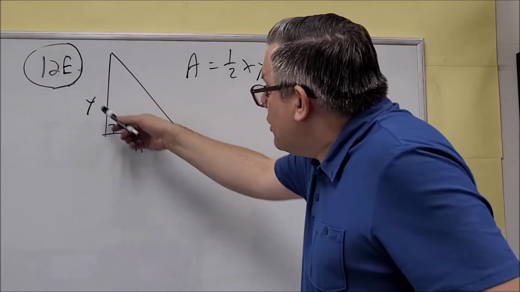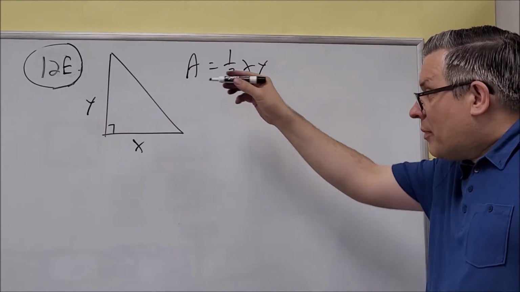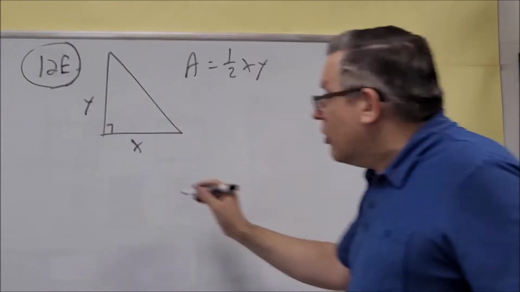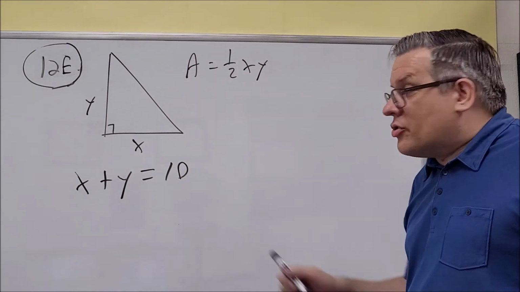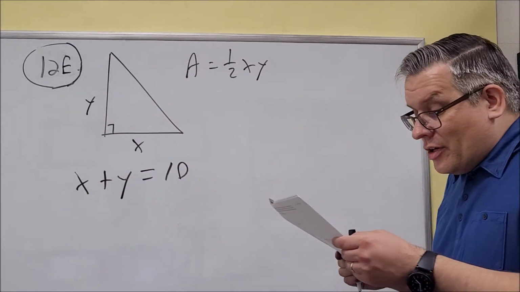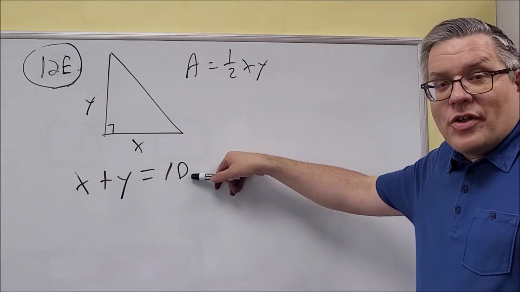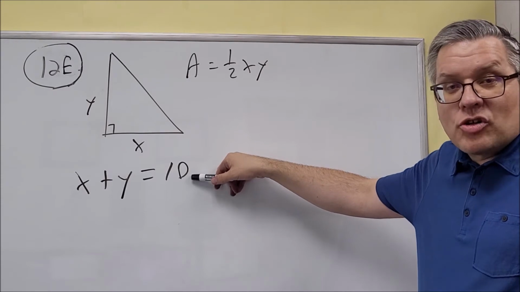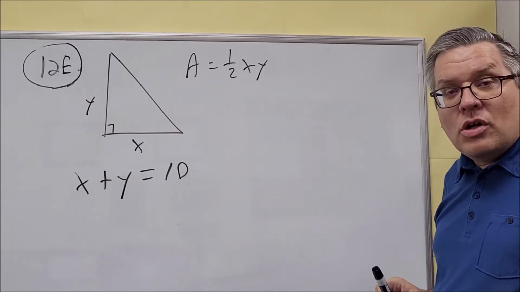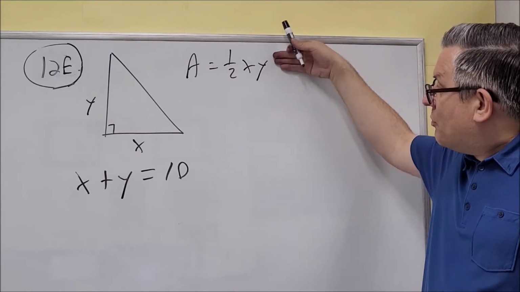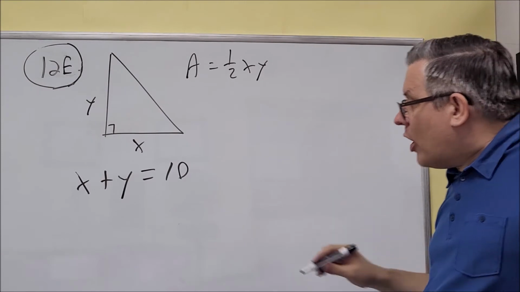So the legs would be the x and the y. And they're saying here that the combined length of those equals 10. In other words, if you add those together, you should get 10. So x plus y equals 10 is the first formula. Now we're going to solve for one of these variables, either x or y, and put it into here, because that way we don't have to use a product rule. It'll be easier to solve for one of the variables and put it in there. So let's solve for y.